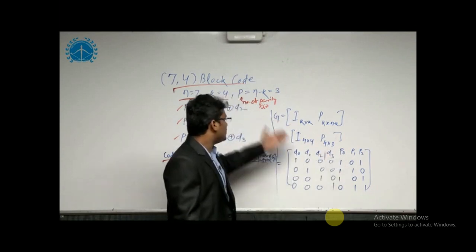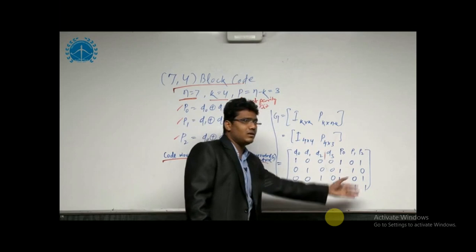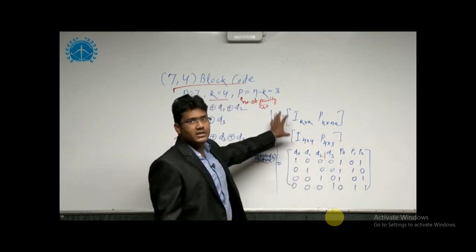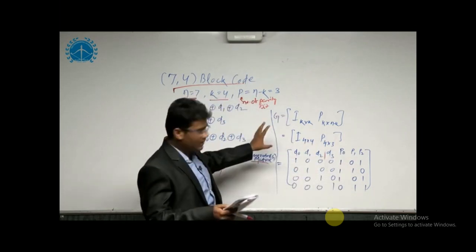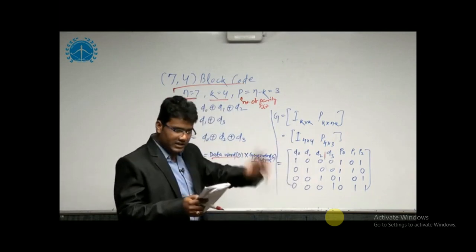So this is my generator matrix: this part is the identity matrix and this part is the parity matrix, and the total matrix is the generator matrix. Now which one is given in the options? The answer is the one given in option D.